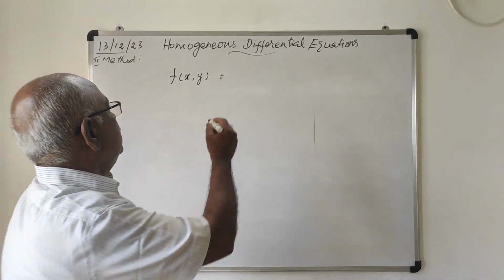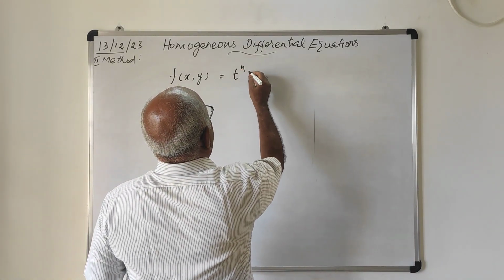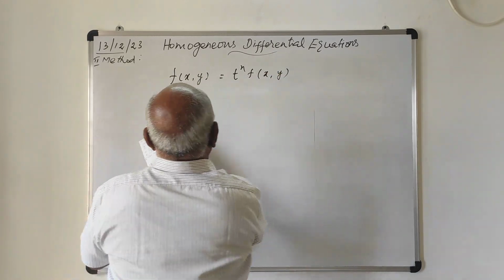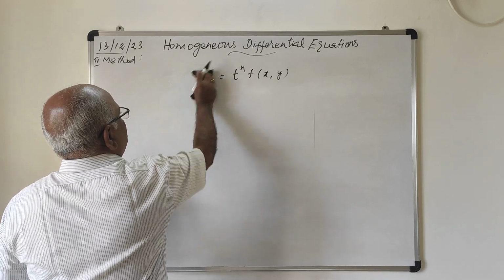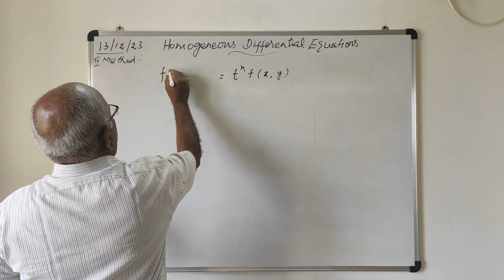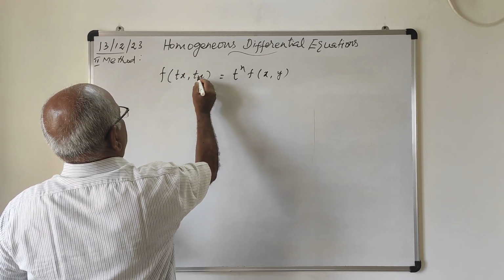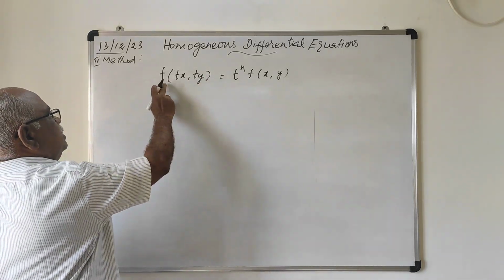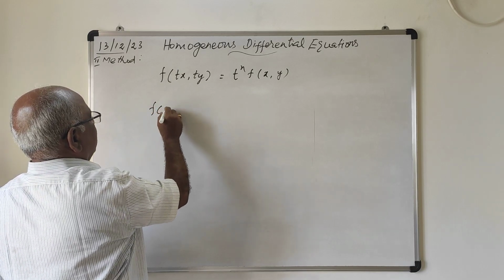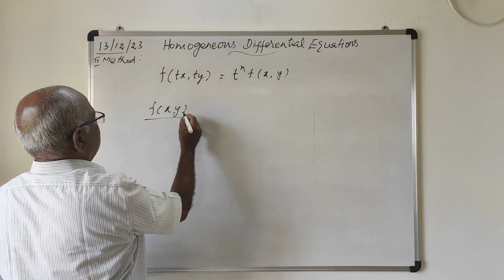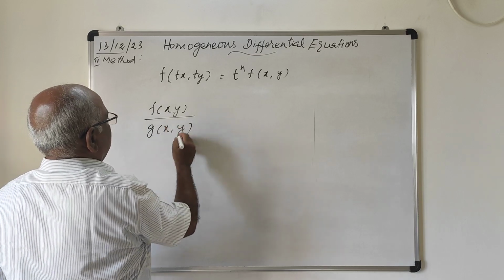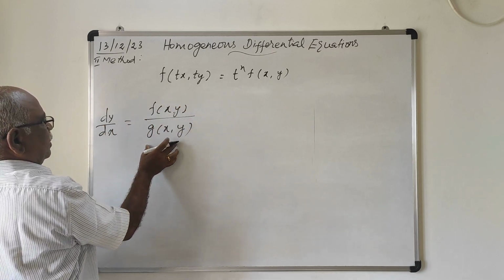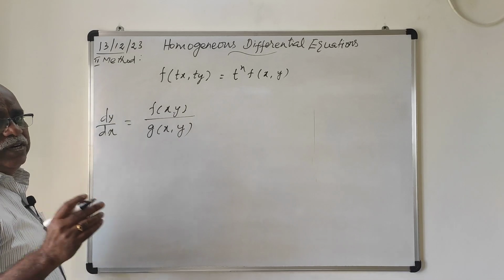Suppose f of x, y is t power n. That is, in this f of x, y, the variables x and y can be replaced by t x, t y, where t is a constant and x and y are variables. If f of x, y by g of x, y is the differential equation form, that is dy by dx equals f of x, y by g of x, y, then both numerator and denominator are functions in x and y.